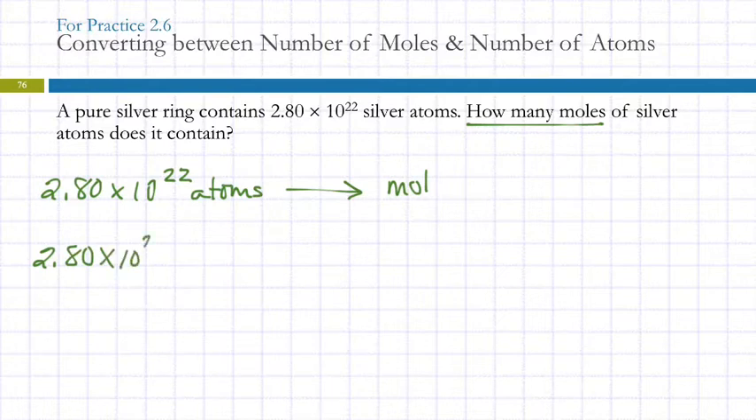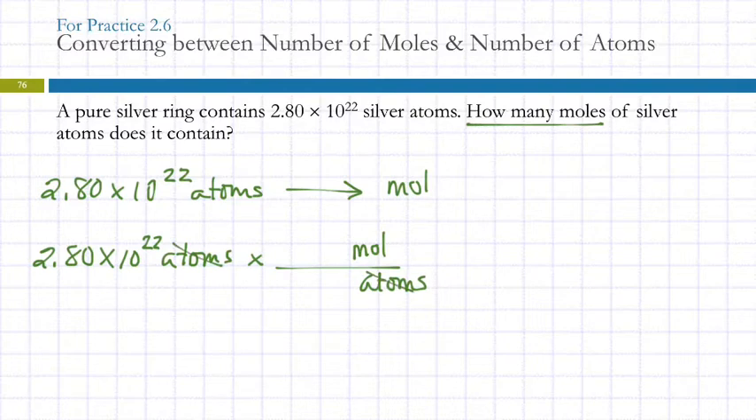2.80 times 10 to the 22nd atoms times, and a line. This tells me I want the unit mole on top, and I want atoms on the bottom, because I want the atoms to cancel. So I don't need to think about, do I multiply, do I divide? The units will tell you. Put the units in there, and then we know that 1 mole is Avogadro's number of atoms. And if you get that backwards, a mole is the chemist's dozen, so 1 dozen would be 12 atoms, right? So the number goes down here. 6.022 times 10 to the 23rd.